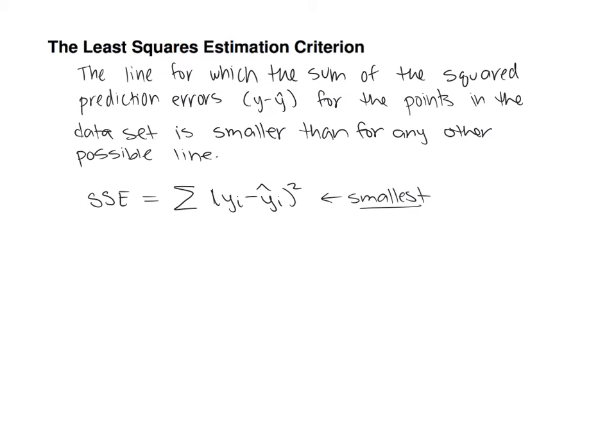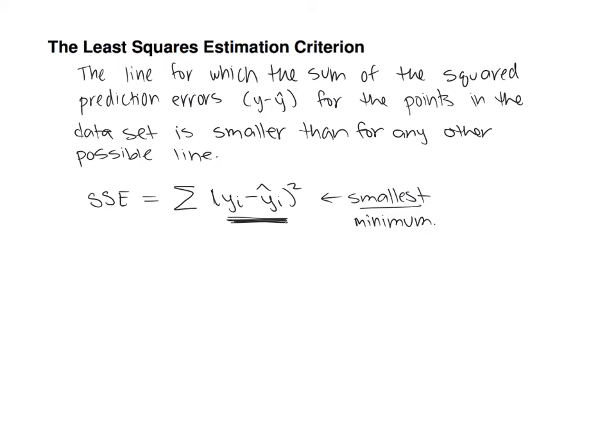You want something called the minimum of this thing. So when your sum of squared prediction errors is smallest, that is when you have found the line of quote-unquote best fit. And the reason that you square these things is because otherwise your over and underestimates would end up canceling each other out because you'd have some positives and some negatives.